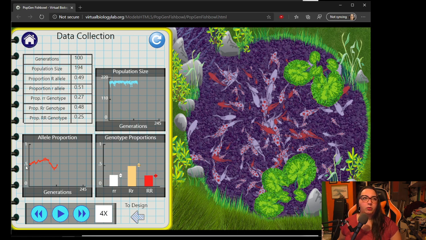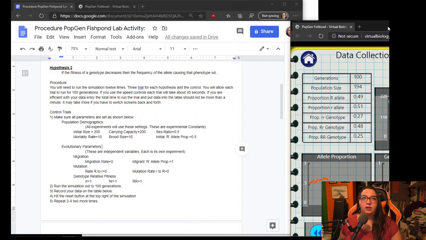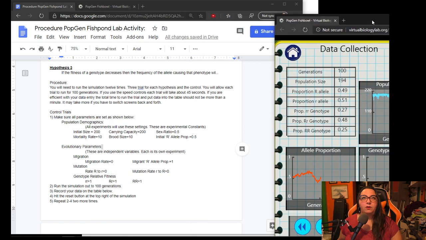We can look at our allele proportion, and we see that it went up a little and then dropped down, and it's working its way back up. If we look at our genotype proportions, the homozygous recessive and homozygous dominant are relatively equal. The heterozygotes are larger, and that's not far from what we would expect. Our population size did stay pretty constant. We started with 200 fish, we ended with 194. So we lost a few, but not a lot. I'm just going to slide this over, not that far.